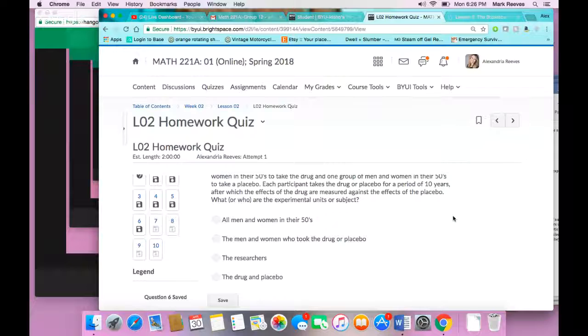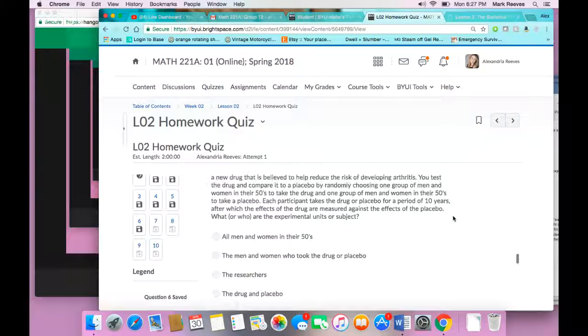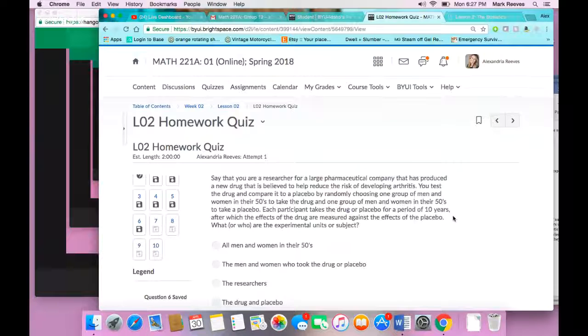Experimental units. So what or who are the experimental units or subjects? Well, I'm thinking based on the other questions from the prep stuff, there's 2 or 3 of these questions that were the same thing. That it would be one. Sorry, I couldn't hear you. You broke up. The first one, all men and women in their 50s who are the ones being tested.